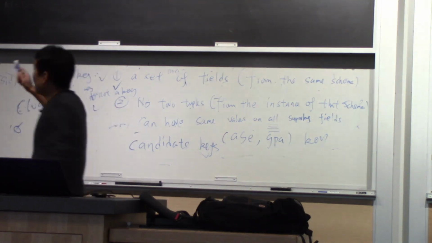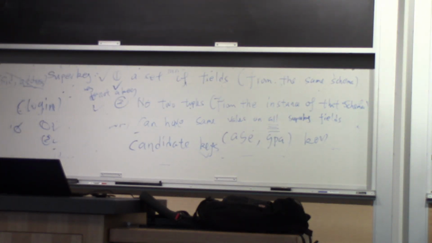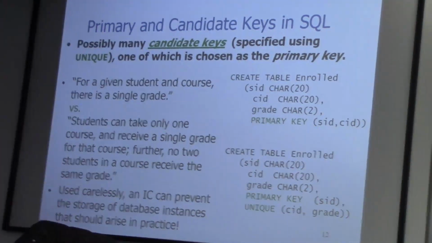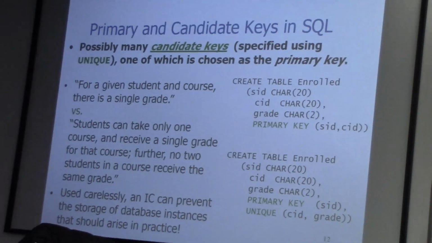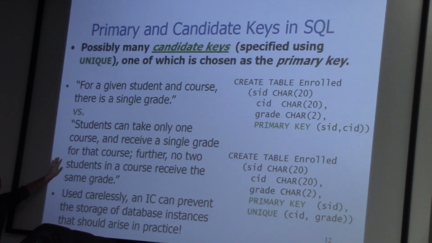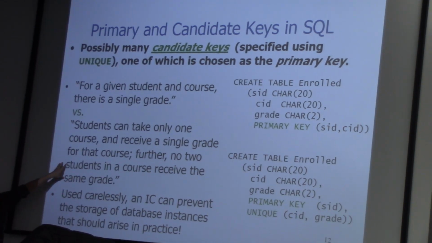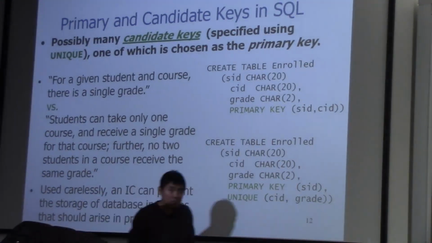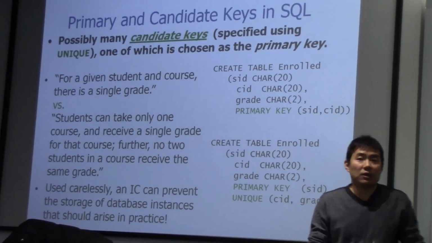All right. So what about the design down below? What does this mean? In this case, if I tell you that I have this constraint, which is students can take only one course and receive a single grade for that course. Further, no two students in a course receive the same grade. If I tell you this constraint, what are the keys for your design? What are the keys for your schema?